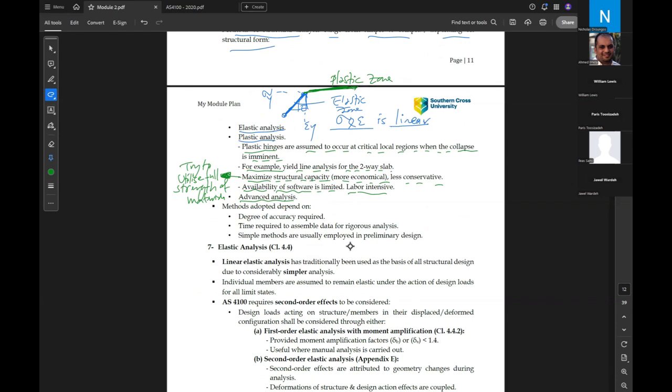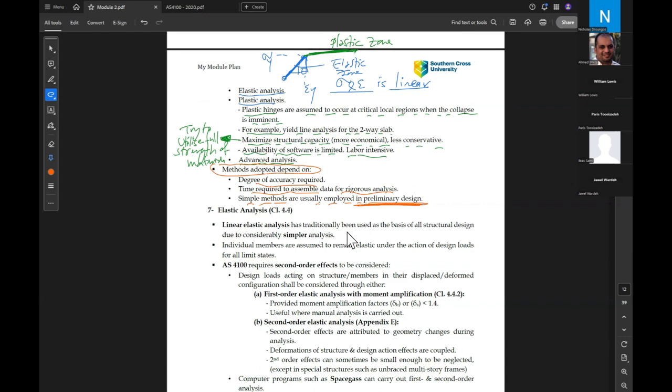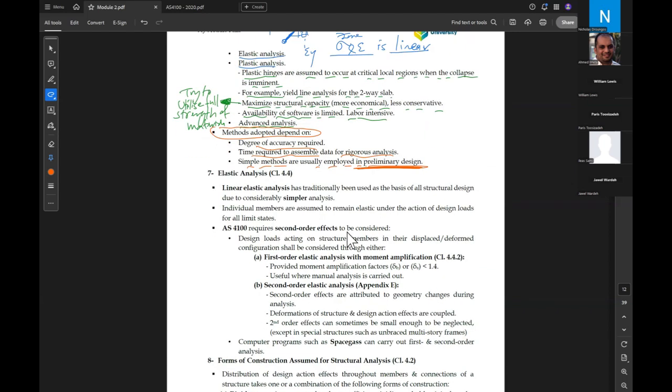The method of analysis you can adopt in your design depends on the degree of accuracy required, the time required to assemble data for rigorous analysis, and simple methods are usually employed in the preliminary design. So in the preliminary design, you can use the simplest method. And also, if the degree of accuracy is not high, you can use the elastic analysis. So mostly we use elastic analysis based on the requirements we have in our projects.